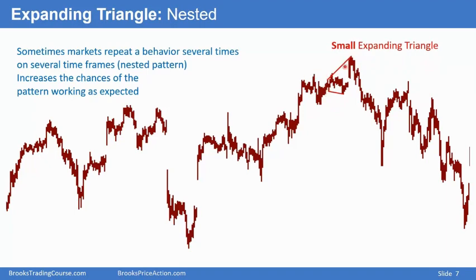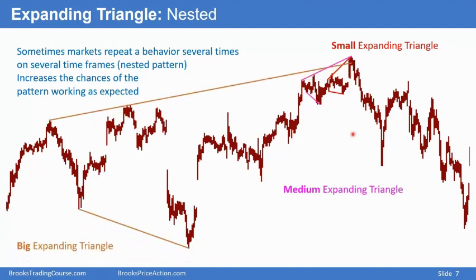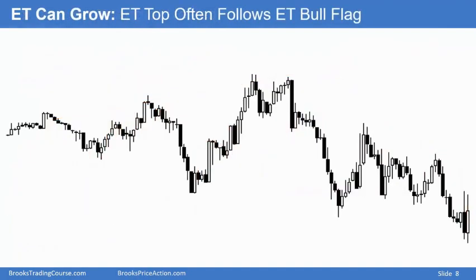Here we have an expanding triangle top, and it's within an even bigger expanding triangle top. So it's a nested expanding triangle top. Has a slightly higher probability of success. It's also nested into a larger expanding triangle top. So a small expanding triangle, a medium expanding triangle top, and a very big expanding triangle top. That increases the chances that this reversal down will be profitable for the bears.